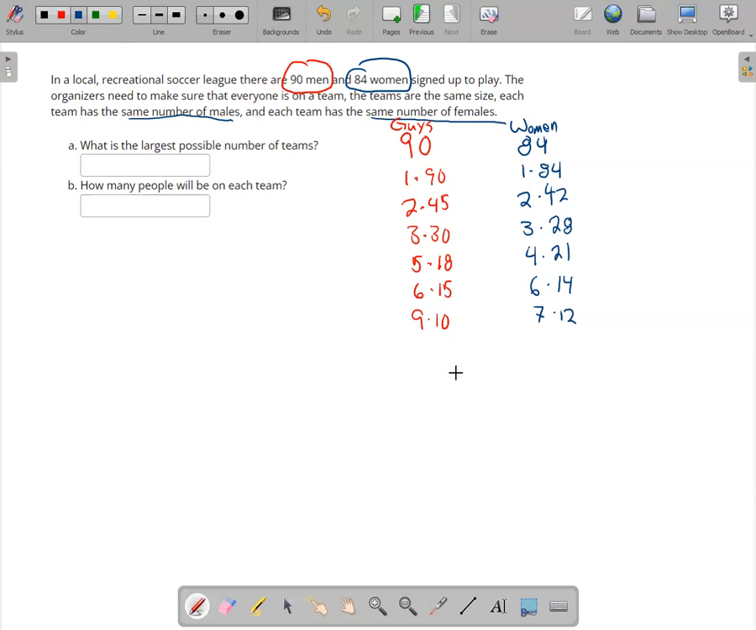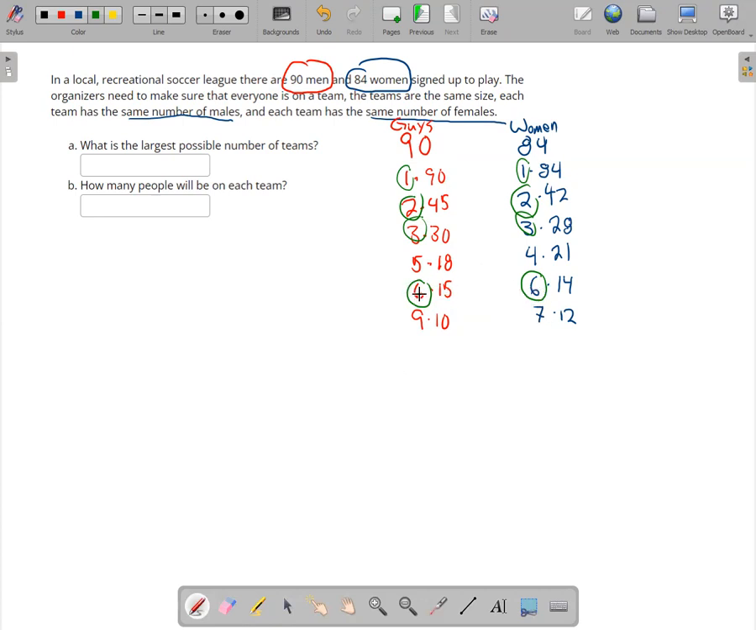Now, since they have to be the same number on each team, I need to consider common factors. So what do we have for common factors? We have 1, 2, 3, not 5. We have 6 is common, not 9, not 10, not 15, not 18, not 30. Okay, that's it. 6 looks to be the biggest one. Right? 7 is not there. 12 is not here. 14, 21, 28. All right, so 6 is the greatest common factor.